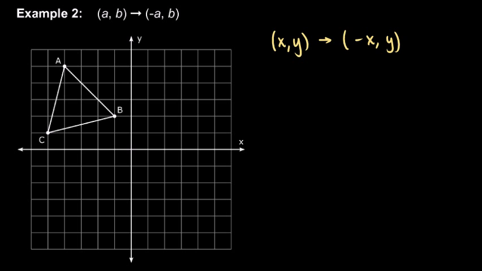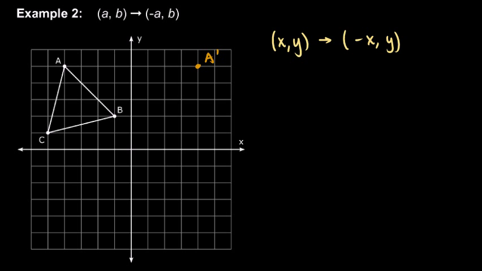So over here, point A has an x coordinate of negative 4 and a y coordinate of 5. And so the negative 4 gets negated, which means it becomes positive. So we go positive 4, and then the y coordinate is still 5. So point A primed ends up being up here.